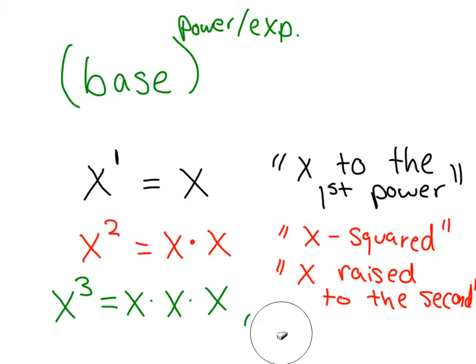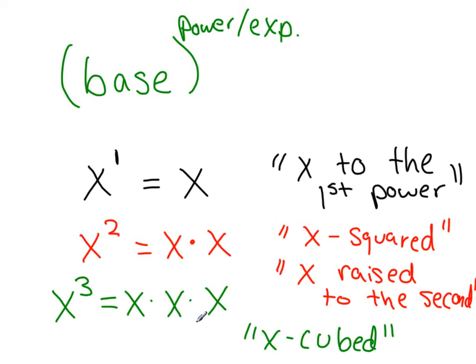So I made a boo-boo, let me fix that. X cubed. You could also say x raised to the third. After the x cubed, it's x to the 4th, x to the 5th, x to the 6th. They don't have special names, at least not that we call them by. So there's our general gist.